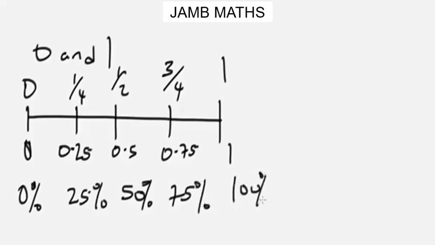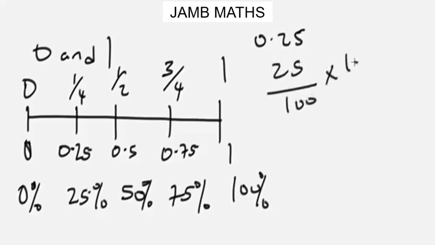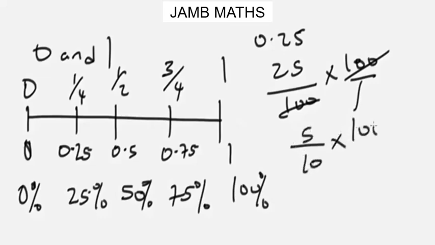Now, let me just use one of the decimals to show you quickly. For 0.25, how did we get it to be 25%? 0.25 is the same thing as 25/100 times 100/1. So this is how we got 25%. Now for 0.5, it's 5/10 times 100/1. So 10 times 5 will give us 50%. It's as easy as that.